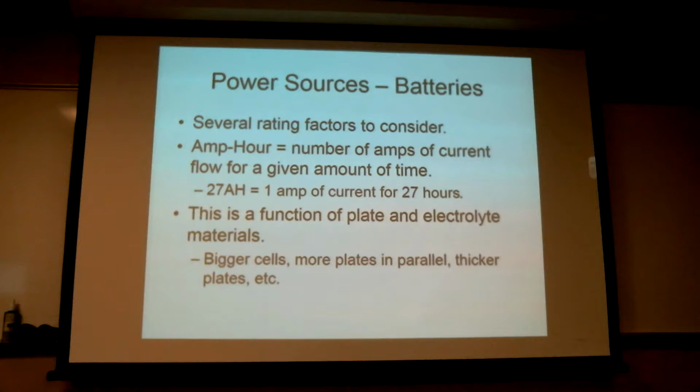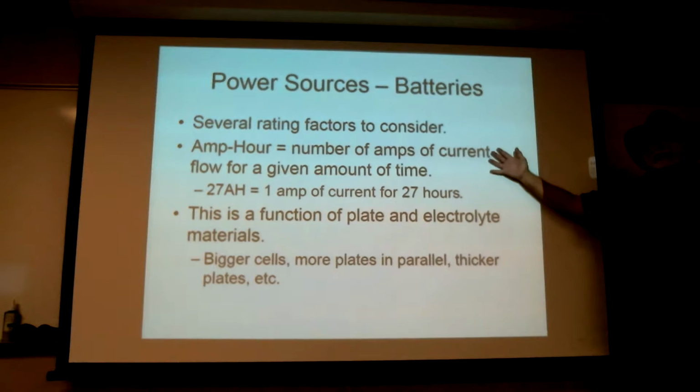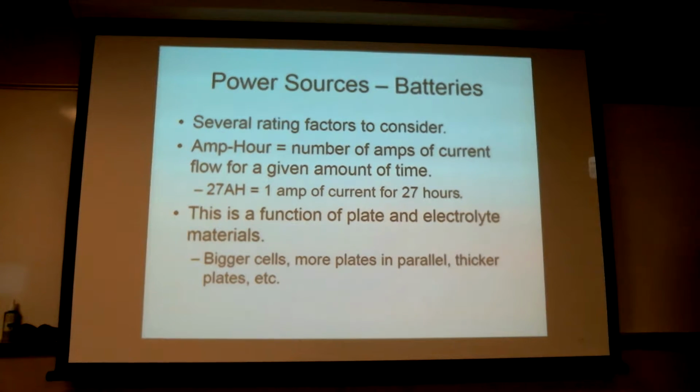Well, if I'm using that lead and the lead peroxide, 37% sulfuric acid, I can make the plates big, small, large, deep, whatever. It's going to be the same voltage. However, the amount of work or the amount of electrons that the battery can deliver is going to be a function of plate area.